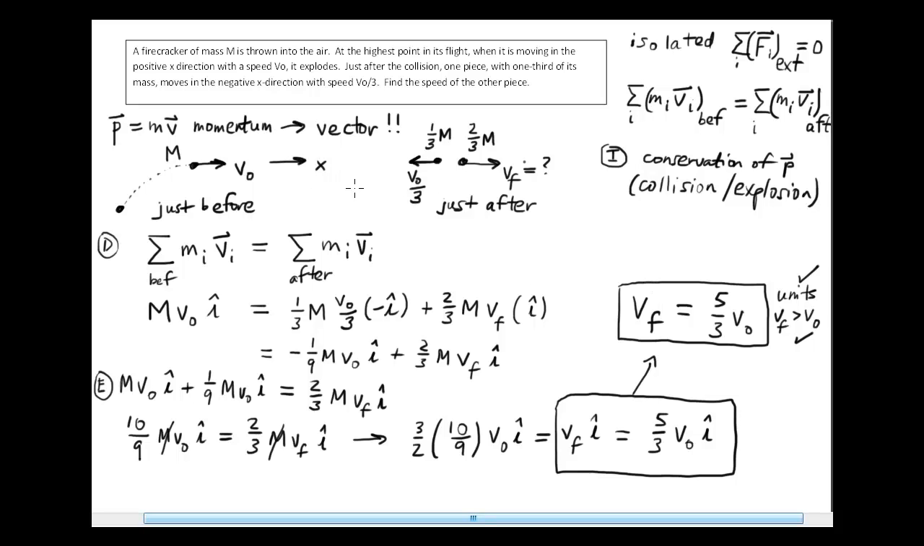You can see, again, the importance of taking into account the vector nature of momentum, because for the fragment that went to the left, we put in the minus sign in terms of its momentum, and that kept track of the momentum as a vector. If we hadn't put that minus sign in, we would have gotten the wrong answer. So momentum is a vector. That's very important to keep in mind as you work out conservation of momentum problems.